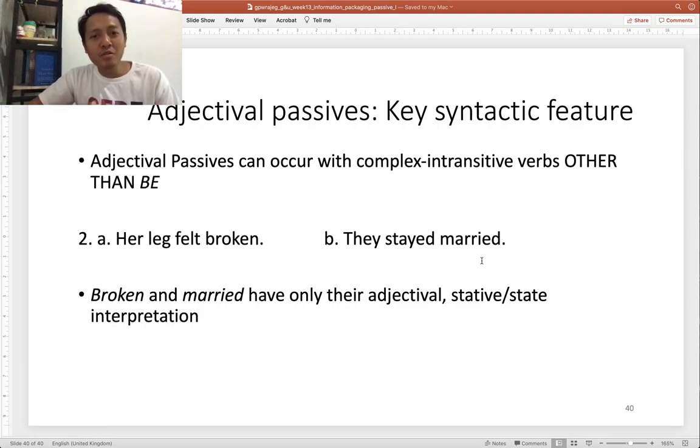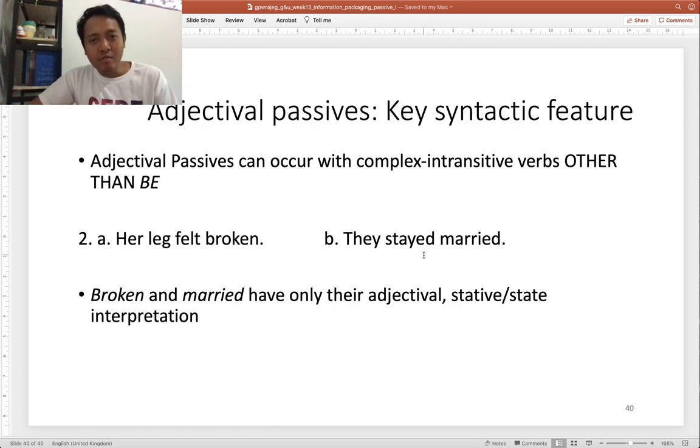So now, how would you differentiate? What is actually the key syntactic feature of adjectival passive but not the be passive? An adjectival passive can occur with complex intransitive verbs other than be. So you will have something like her leg felt broken. Here the verb other than be that can occur with an adjectival passive is feel. So you can feel stranded, you can feel broken, you can feel abandoned. Those are examples of adjectival passive.